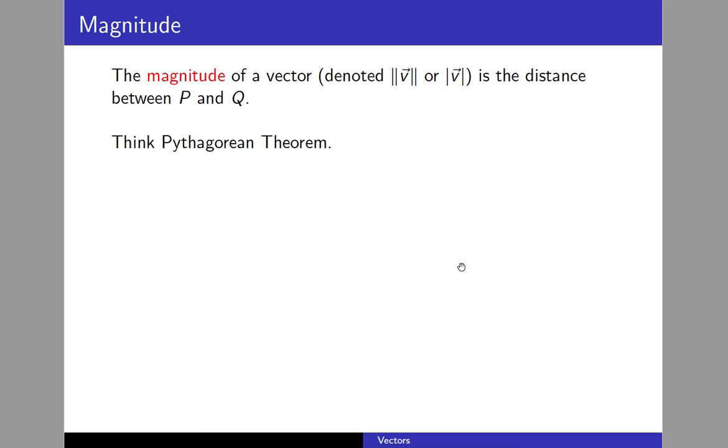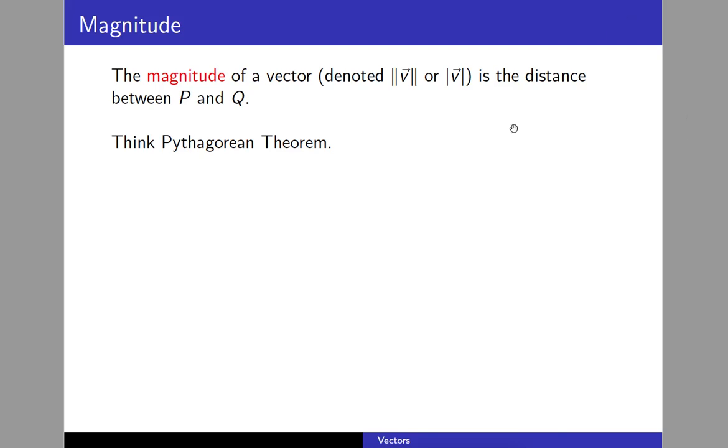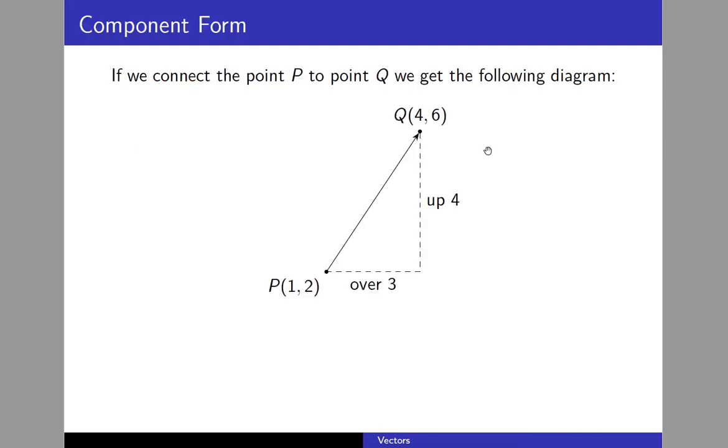Right, the magnitude of a vector, denoted using either single or double absolute value bars, so each one of these means the same thing, it's just a matter of preference and style, is going to be the distance between the initial and terminal points, or in our case, the distance between point P and point Q. And you can use the distance formula that you learned in geometry class, or you can just use what I think of when I think of distance, the Pythagorean theorem.